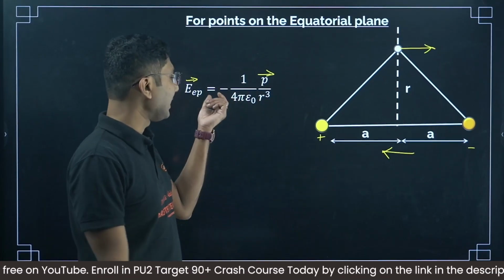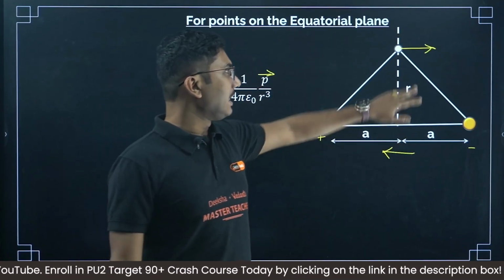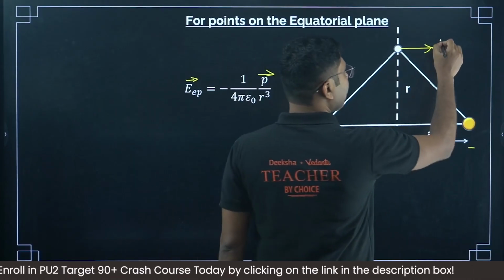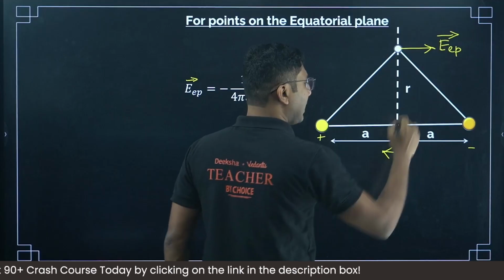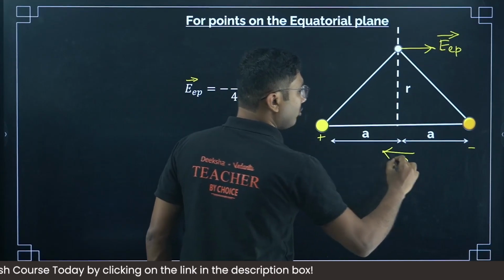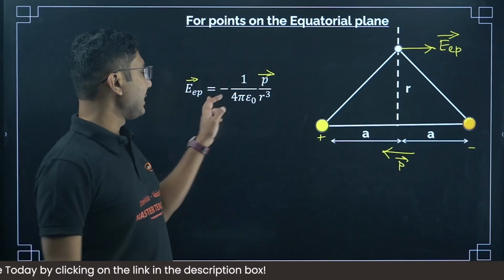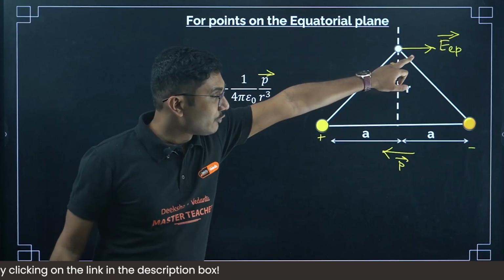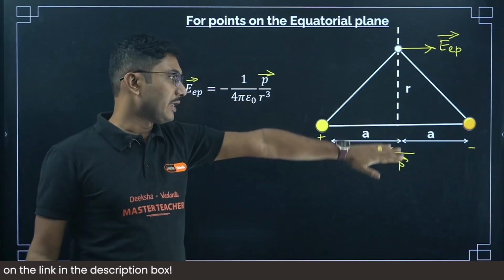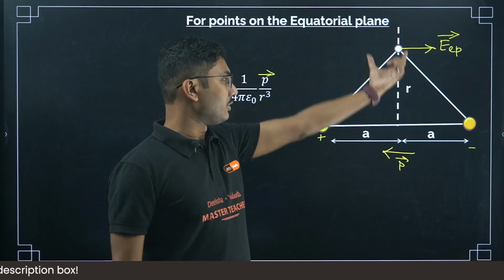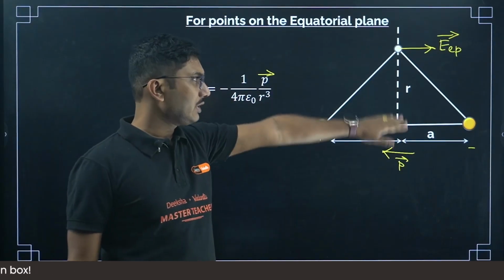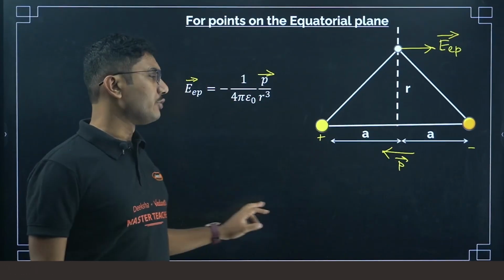So basically this negative sign indicates that the electric field on the equatorial plane is in the opposite direction of the dipole moment. That's it. The negative sign represents that the electric field on the equatorial plane is on the opposite side of the dipole moment. If you consider these two on the same line, then the direction is opposite to each other.